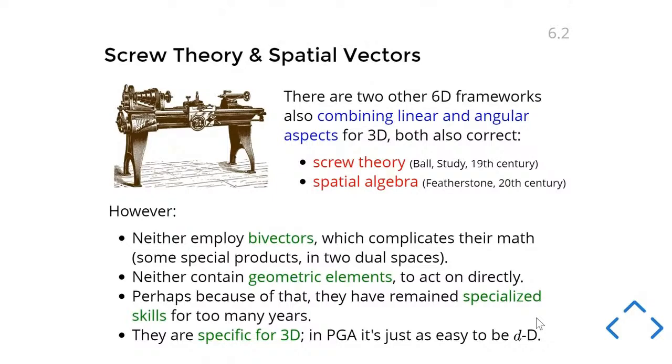PGA, I should say, is not the only framework in which these things are united. The important thing is that you have one six-dimensional space in which the things come together, and there are two things, screw theory and spatial algebra, that do similar things. But they really see it as a handy little trick, an algebraic vector space that you introduce to make things work.